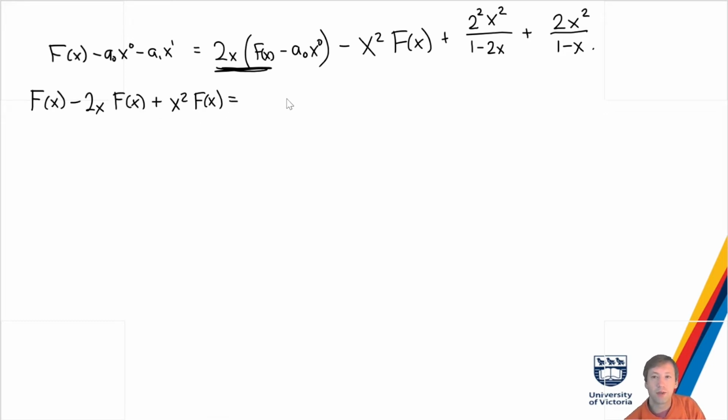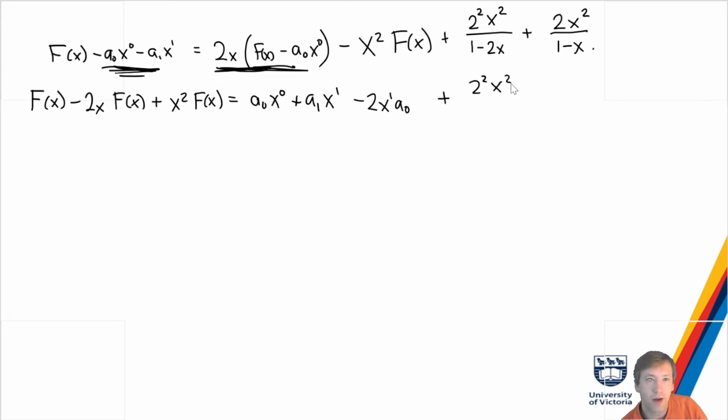And I've got that this is equal to, and the hardest part of this is not forgetting one of these little terms. But this comes from this moved to the other side. We mustn't forget about the other term here. So that's minus 2x to the 1 a0. And then we've got this same old stuff here. So 2 squared x squared. Okay, let's put this stuff together.